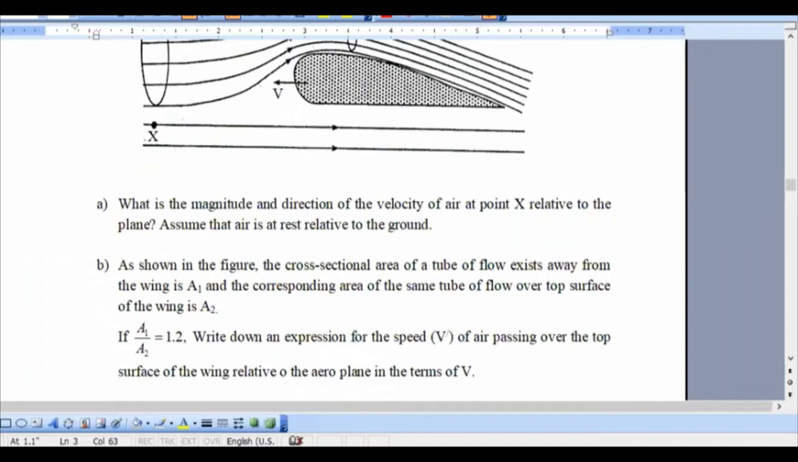As shown in the figure, the cross-sectional area of a tube of flow that exists away from the wing is A1, and the corresponding area of the same tube of flow over the top surface of the wing is A2. If A1 divided by A2 equals 1.2, write down an expression for the speed V' of air passing over the top surface of the wing relative to the aeroplane in terms of V.